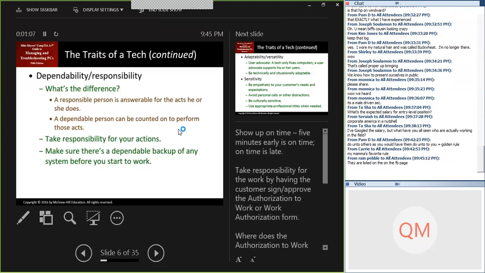So yeah, in the technology field, there are a lot of times that you, as a person that might be on call, are the person they're going to call in the middle of the night if something goes wrong, and you need to be dependable in that. Take responsibility for your actions. Make sure there's a dependable backup of any system before you start to work. Do not ever start working on anybody's system without either putting your eyes on their backup or creating one yourself before you start work.